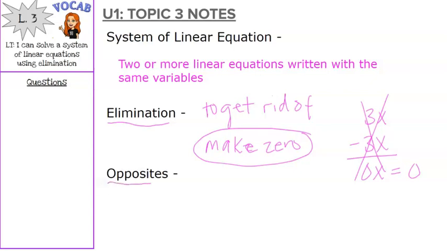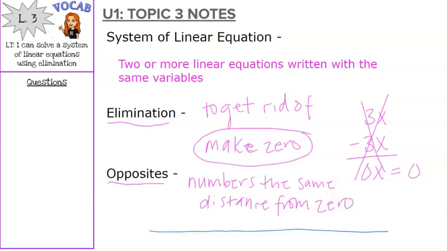So that leads us to opposites, which are numbers the same distance from 0. So if we think about a number line where 0 is in the middle, 1 and -1 are opposites because they're both 1 unit away from 0. 2 and -2 are opposites. 3 and -3 are opposites, so on and so forth. So opposite numbers when added together are always going to make 0. So we're going to utilize that fact in this elimination method.